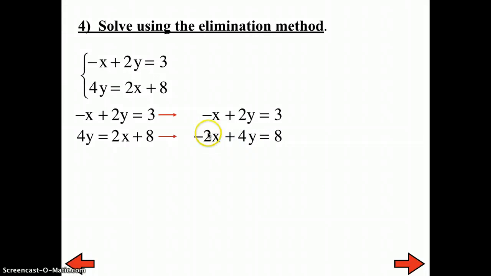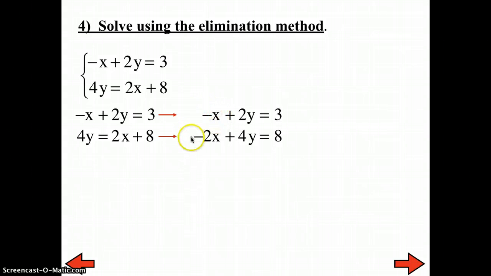Please notice that I put the negative 2x before the 4y. If you're wondering why I did that, well, first of all, I wanted to make sure that the x's lined up underneath one another, and I wanted to make sure the y's lined up underneath one another. But also, in math, not only do we want to keep the variables before the constant, when we have more than one variable, we will put them in alphabetical order. Since x comes before y, x has to be first. Once I've done that, now I can go ahead and try to eliminate the variables.